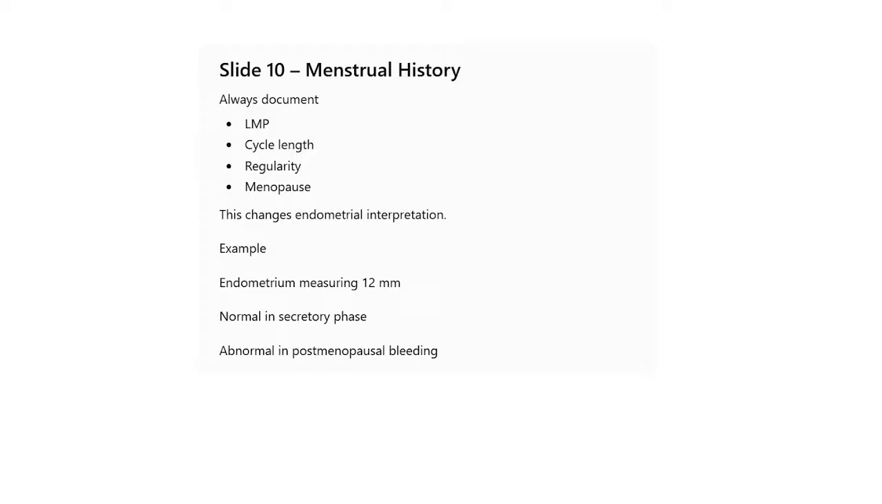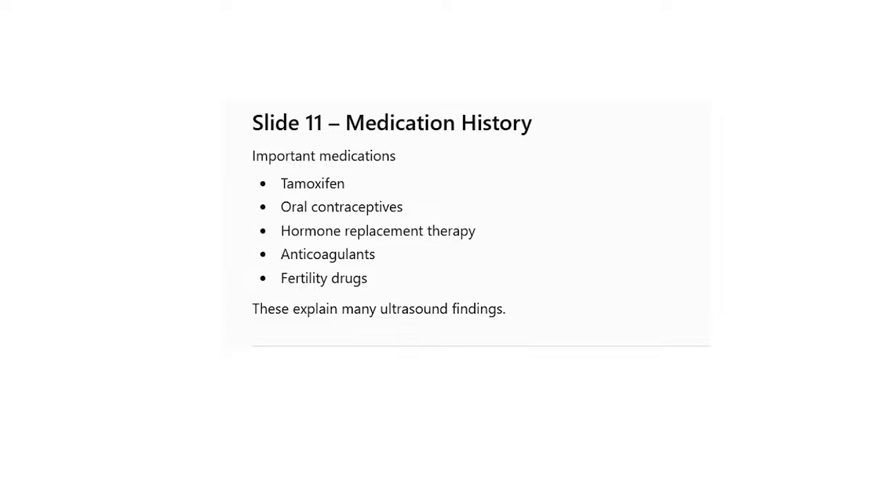ectopic. So the menstrual history, you must always document the LMP, cycle length, regularity, menopause. These change endometrial interpretation. Example, endometrium measuring 12 millimeters, normal in secretory phase, abnormal in post-menopausal bleeding. So the medication history, important medications like tamoxifen, oral contraceptives, hormone replacement therapy, anticoagulants, fertility drugs. These explain many ultrasound findings.